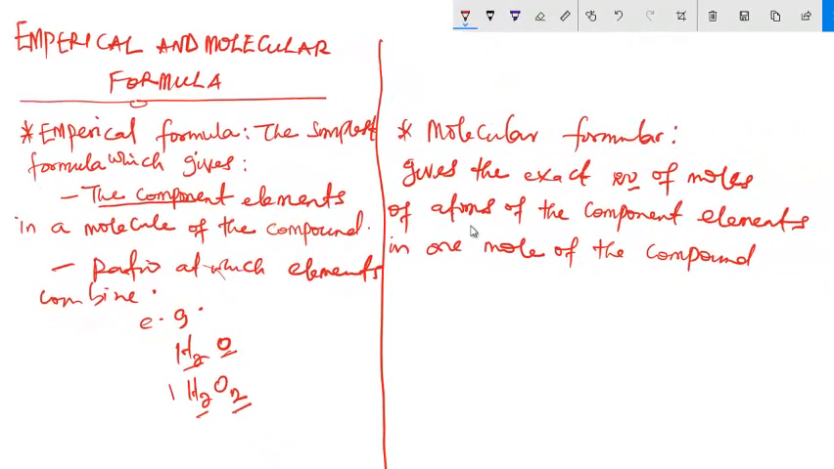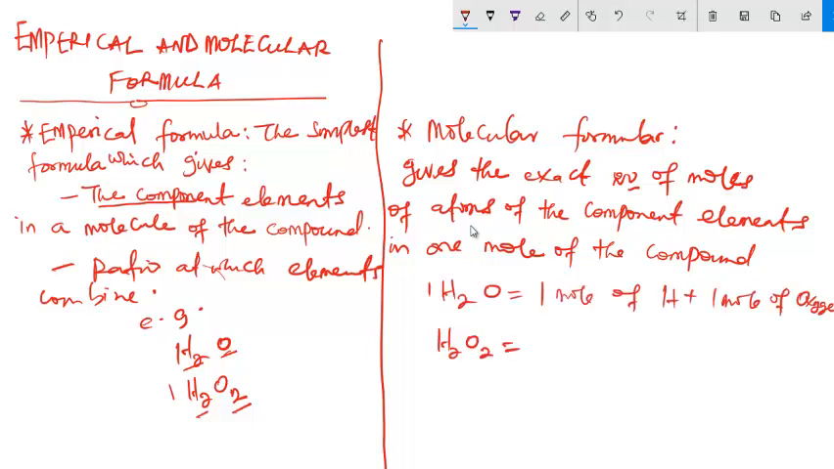So we look at molecular formula. The molecular formula of a compound gives the exact number of moles of atoms of the component element in 1 mole of the compound. So it gives you the exact number of moles of the atoms. Let me further write: the molecular formula gives the exact number of moles of atoms of the component element in 1 mole of the compound. If you take water as an example, the molecular formula for water is H2O.